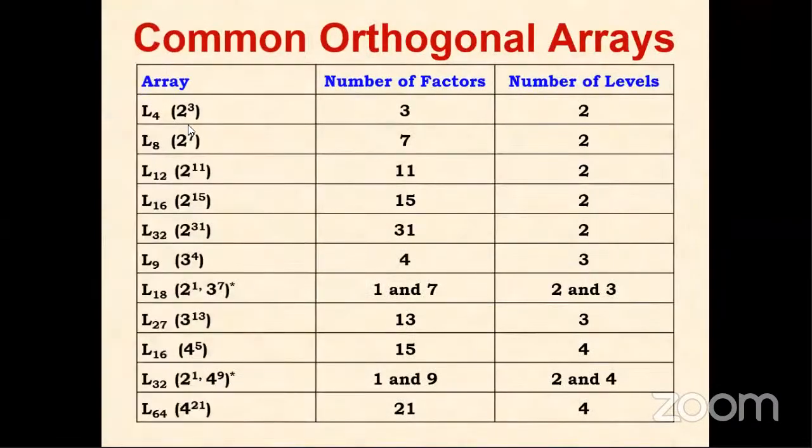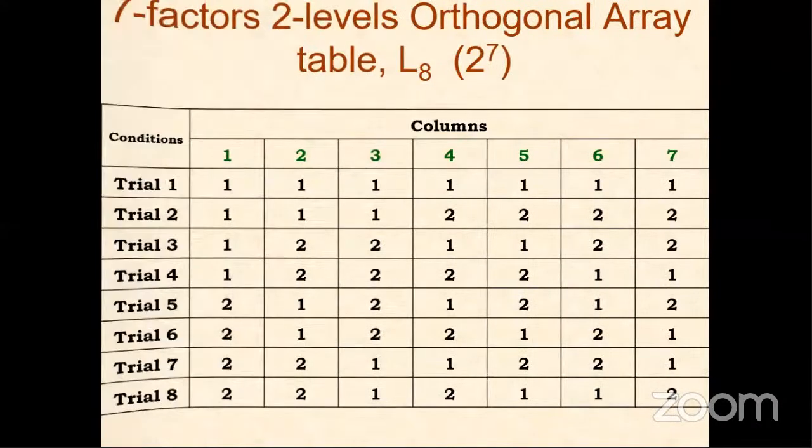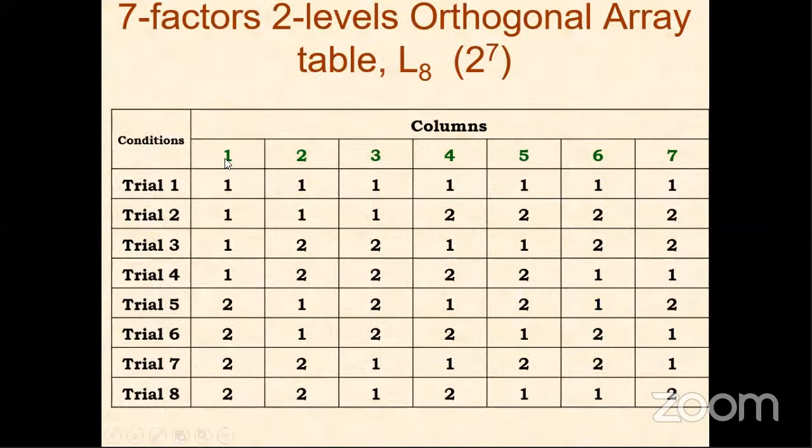For a beginner, we normally work with L8, L9. In many research papers you could see L9 arrays or L18 arrays, L27 arrays. People conduct them, and they get a better response compared to other methods. So this is how I write. I have trials 1, 2, 3, 4, 5, 6, 7, and seven factors. Or else you write A, B, C, D, E, F, G, where A indicates one factor, B indicates another factor, C indicates another, and so it goes on.